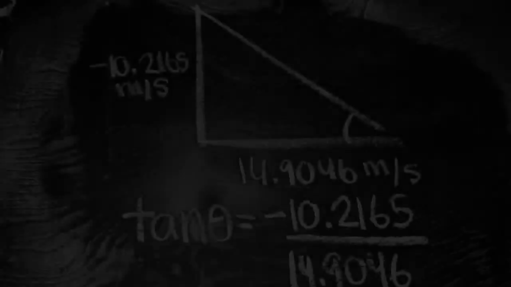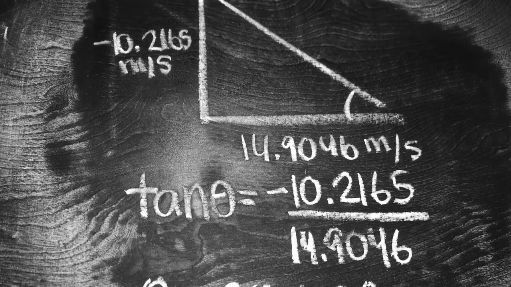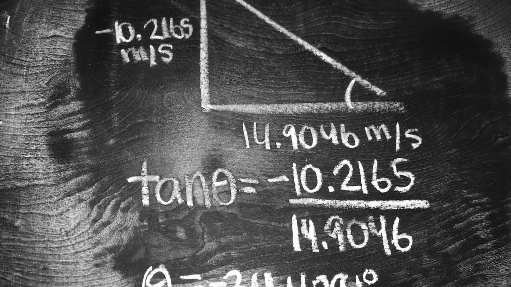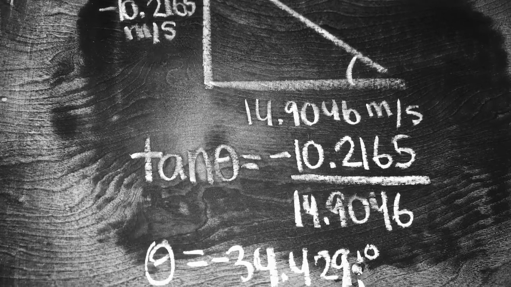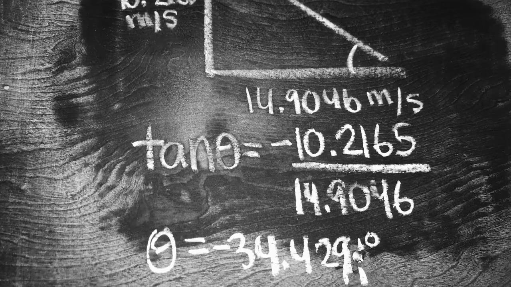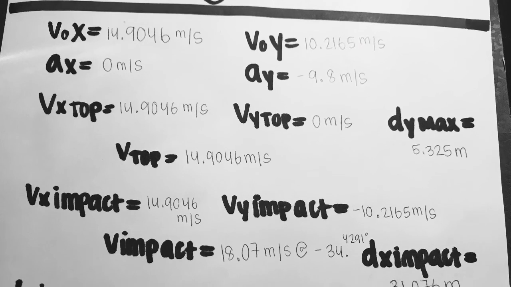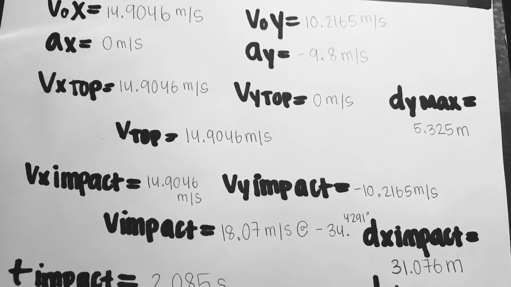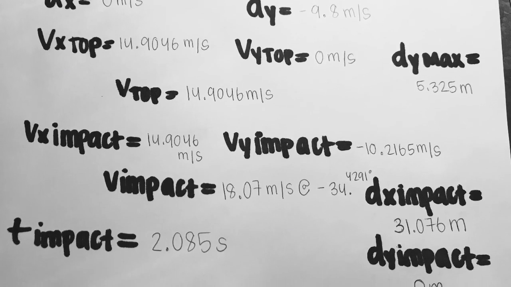To find the angle of impact, use the same triangle and solve for the angle using the formula tangent theta equals the opposite side over the adjacent side, and taking the inverse tangent of negative 10.2165 divided by 14.9046. This gives a final angle that the ball was caught at of negative 34.429 degrees. Now we know the original velocity and angle the ball was thrown at, the initial horizontal and vertical velocities, the acceleration, the time, the velocities at the projectile's maximum height, the maximum height the projectile reached, the total horizontal and vertical displacements, and the final impact velocities and angle.